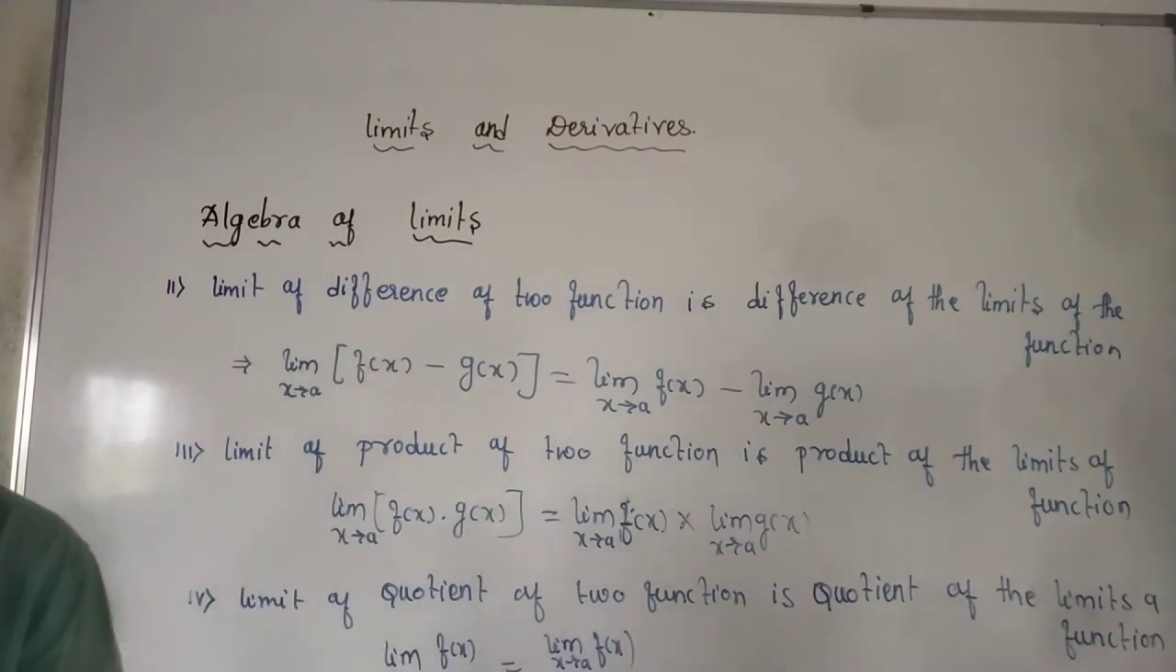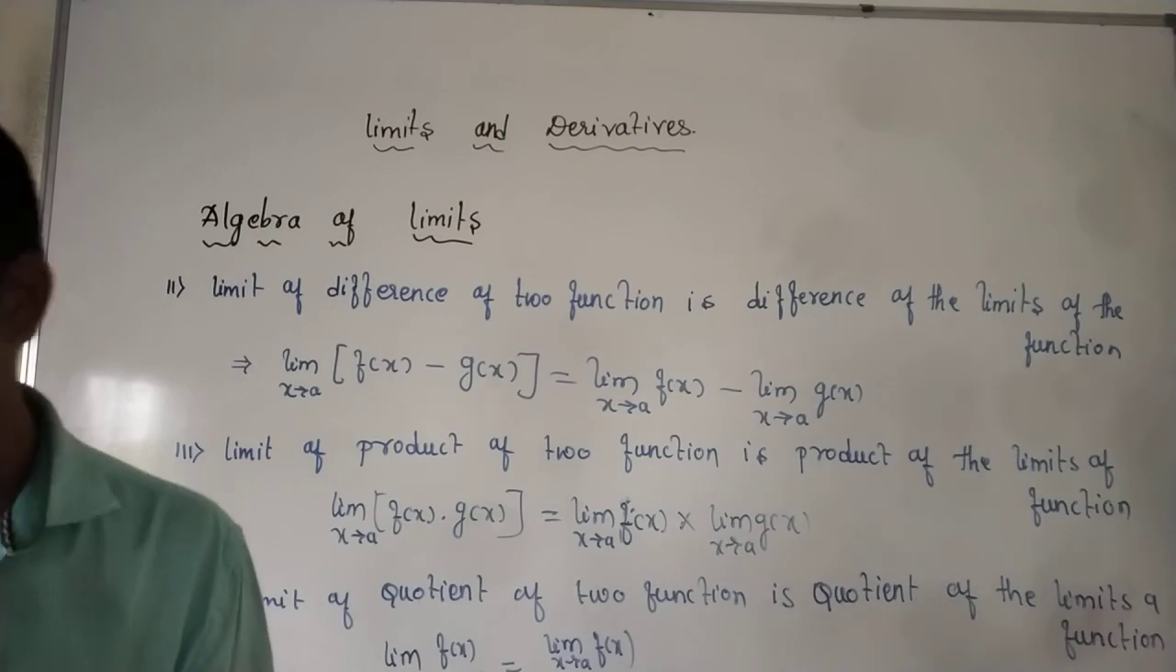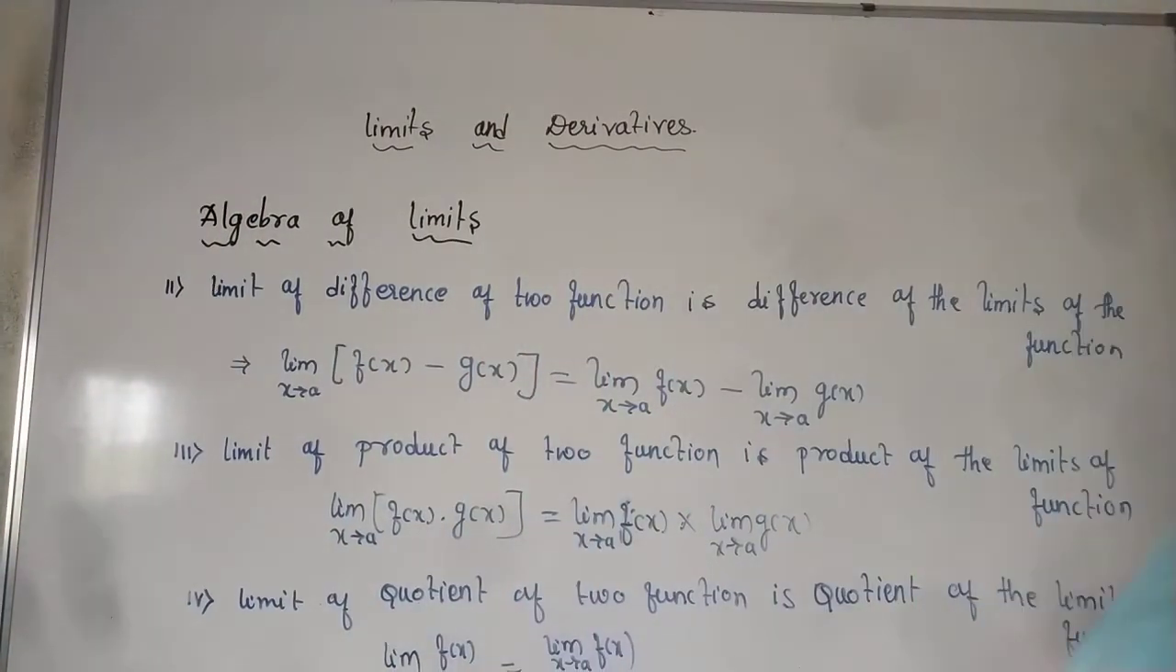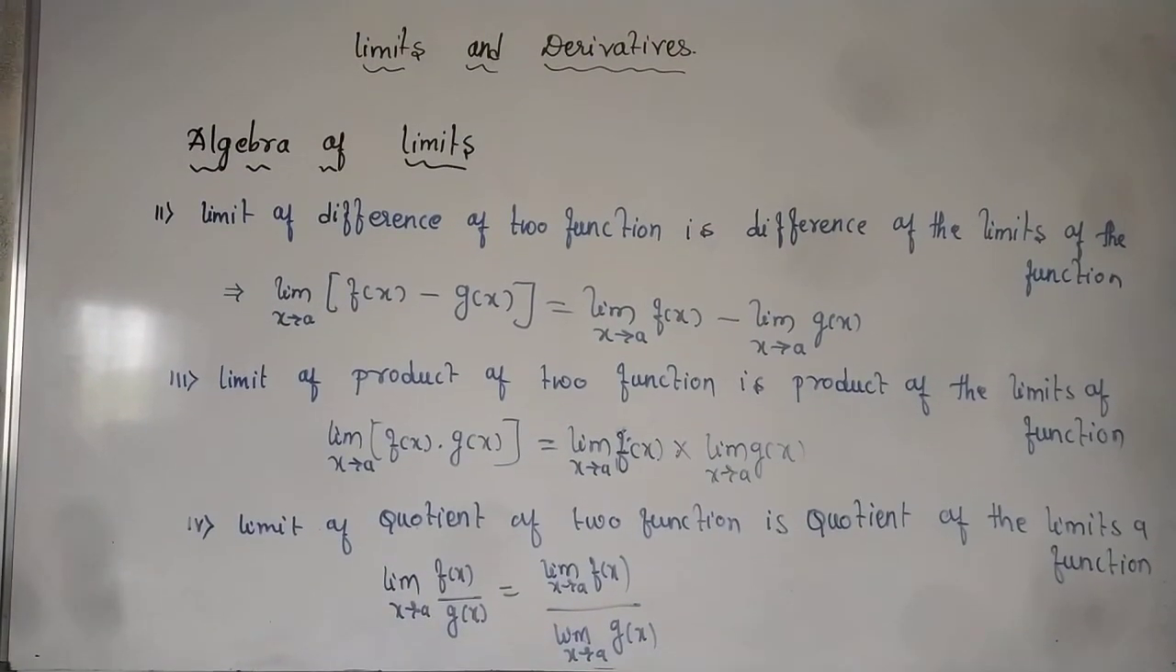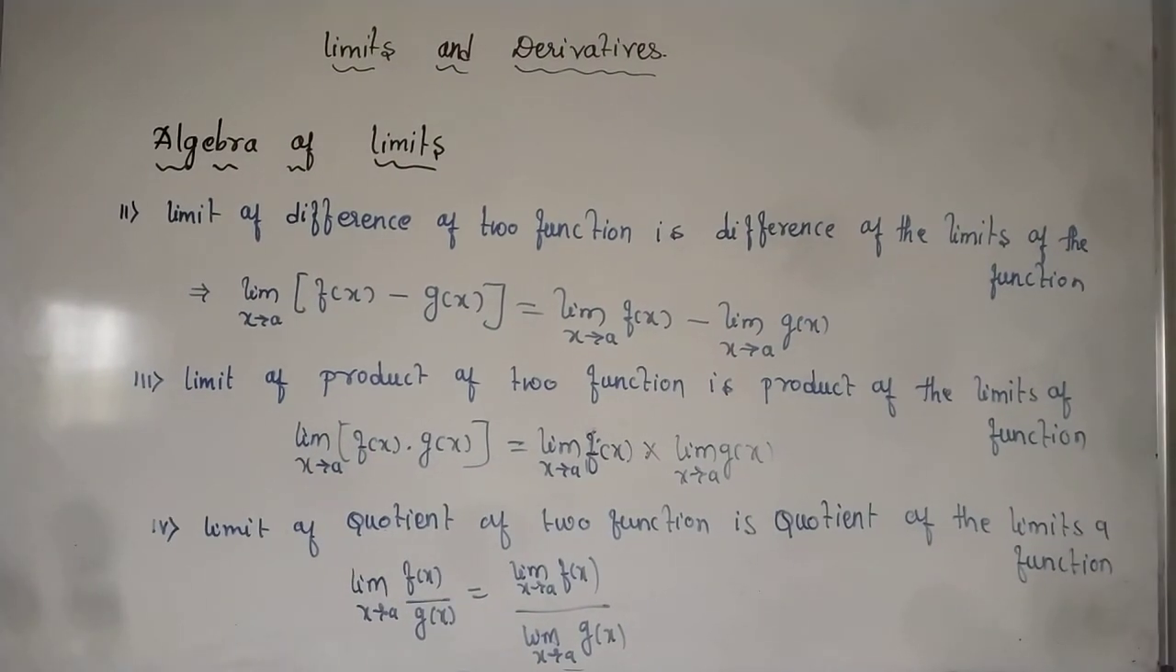Still one is there: the limit of a constant multiplied with any function. We'll see that, and after that the limit of a polynomial function, and we have a certain derivation. We have a couple of derivations, so after finishing those derivations we will move on to solving exercise problems. So very important derivations we have in the limits. So this completes it.